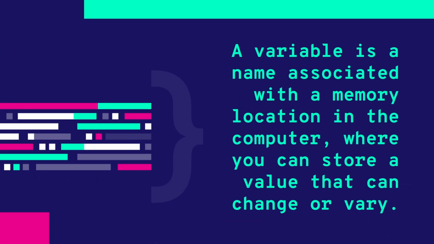A variable is a name associated with a memory location in the computer where you can store a value that can change or vary. So in other words, a variable is a name associated with a place in the computer where you can store a value, and that value is variable, meaning that it can be changed.